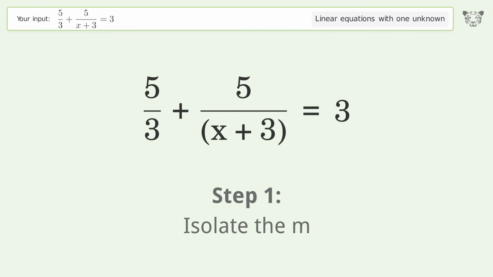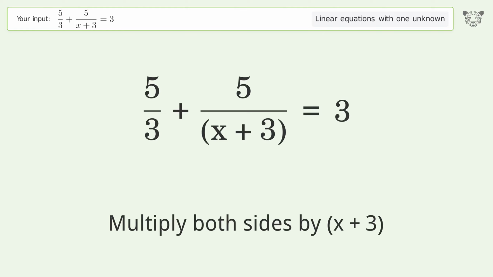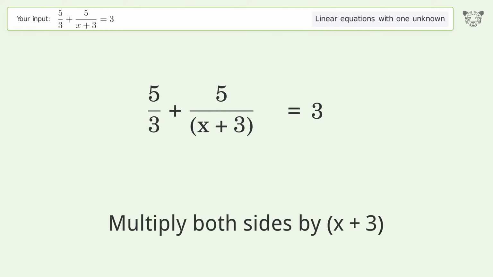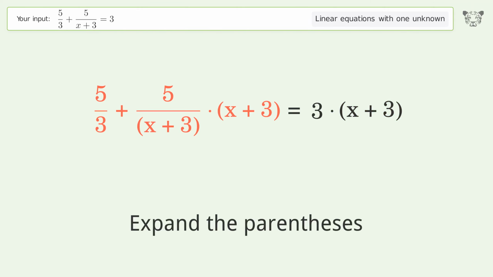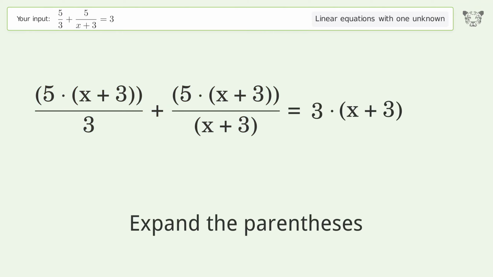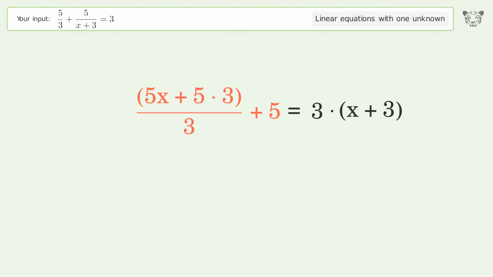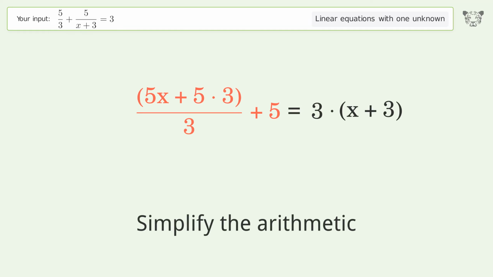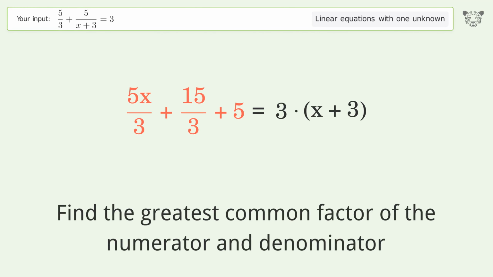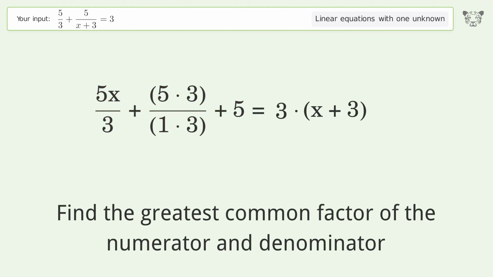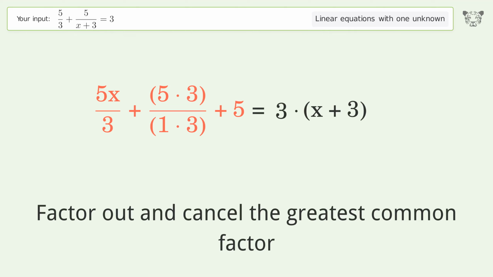Isolate the m. Multiply both sides by x plus 3. Expand the parentheses. Simplify the arithmetic. Break up the fraction. Find the greatest common factor of the numerator and denominator. Factor out and cancel the greatest common factor.